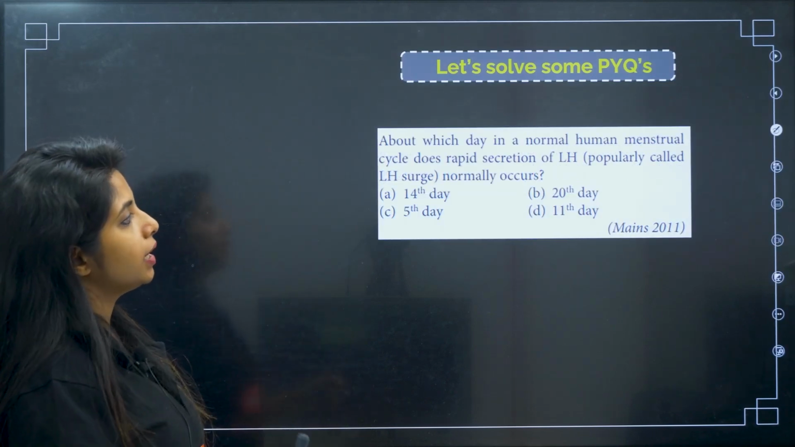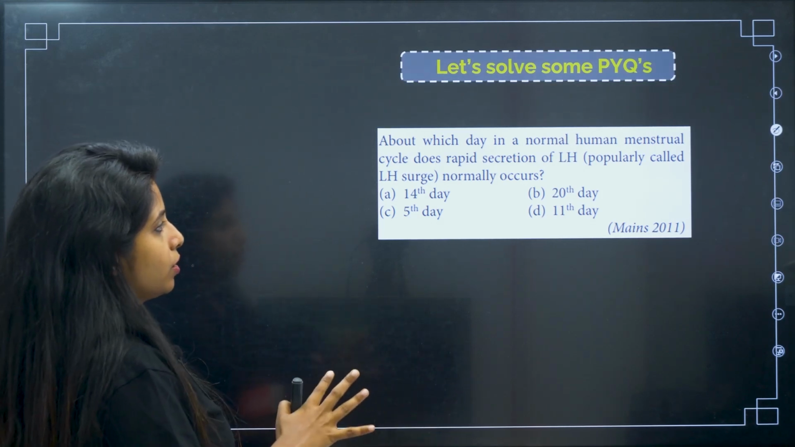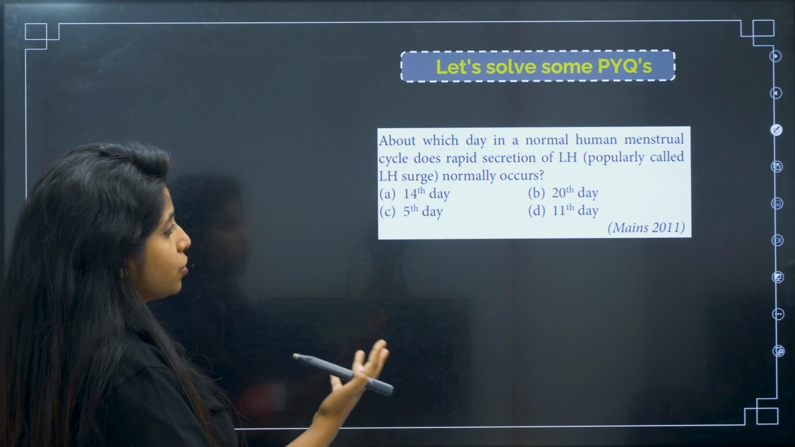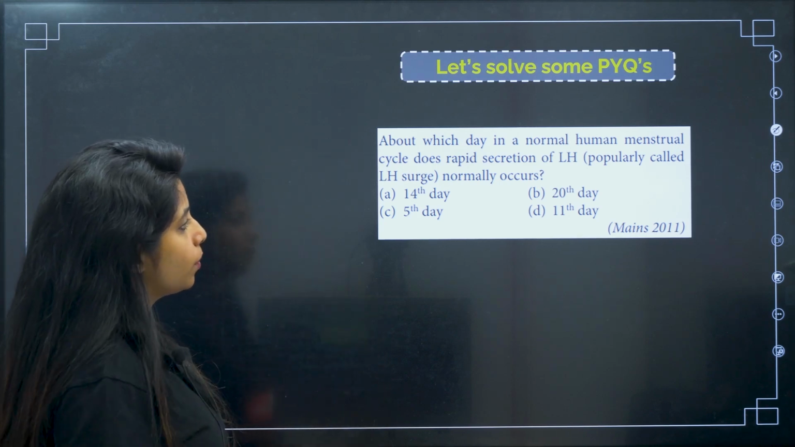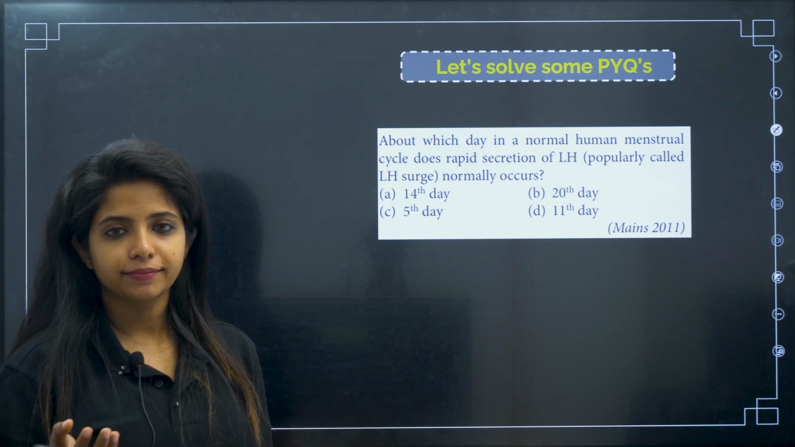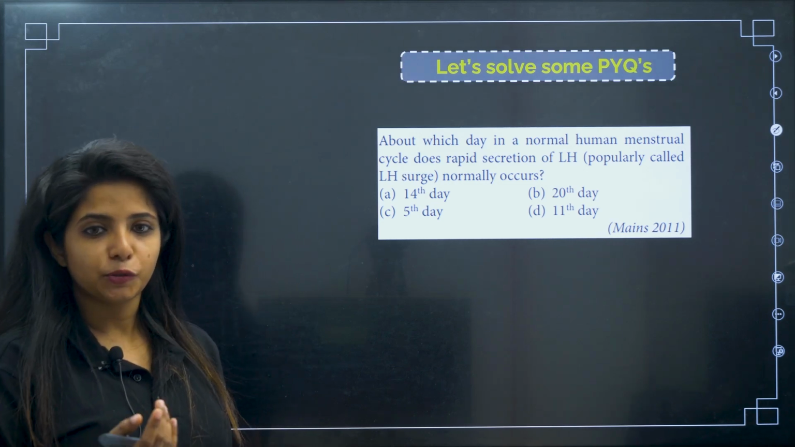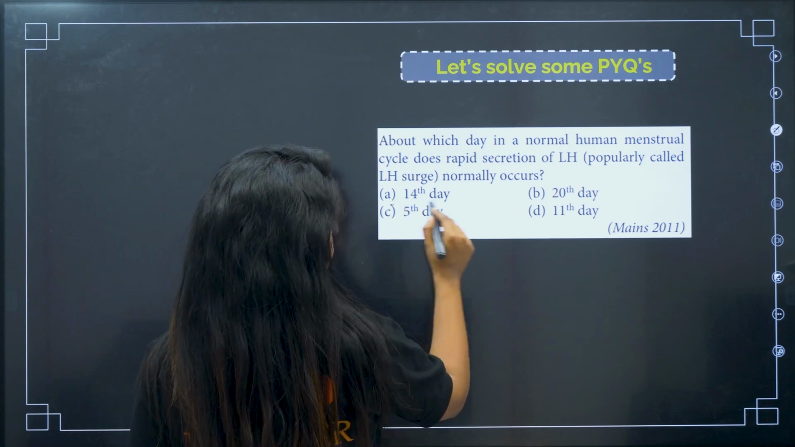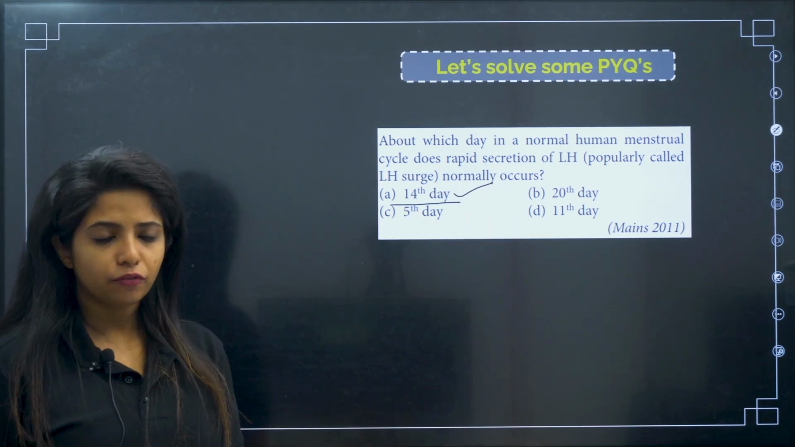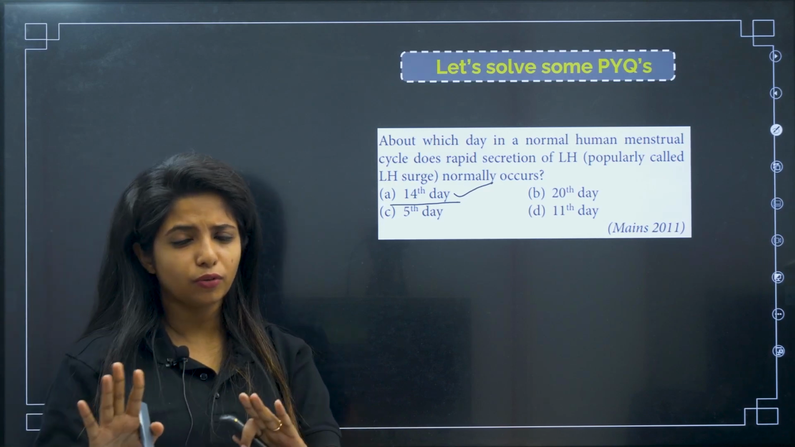About which day in a normal human menstrual cycle does rapid secretion of LH, popularly called LH surge, normally occur? Tell me which day. It's the midpoint, right? And it's the 14th day. As I always say, it's the 14th day. There should not be any confusion. Some places it might be the 13th day, but if 14th is mentioned, please go for 14th, not for 13th. Okay.